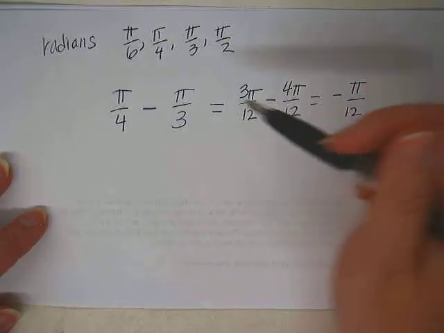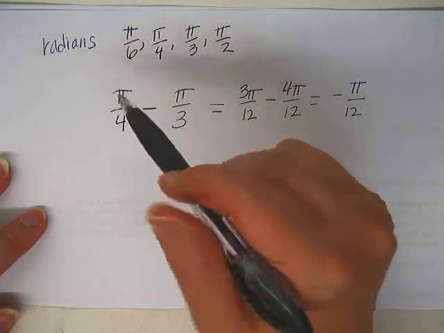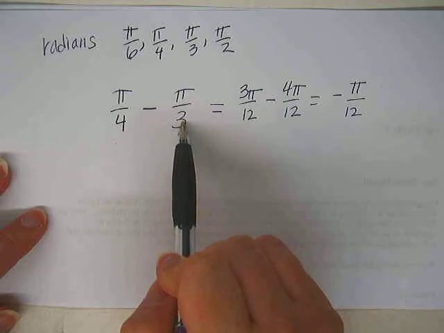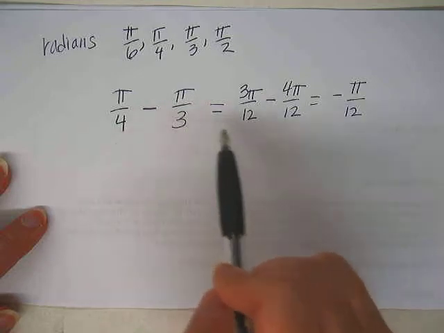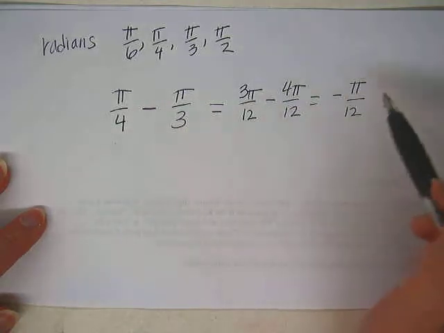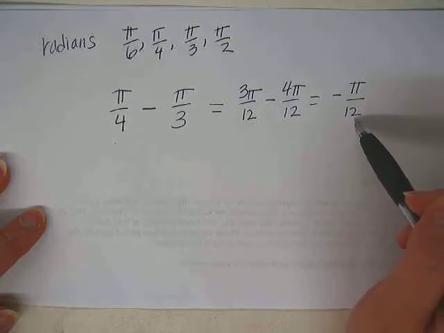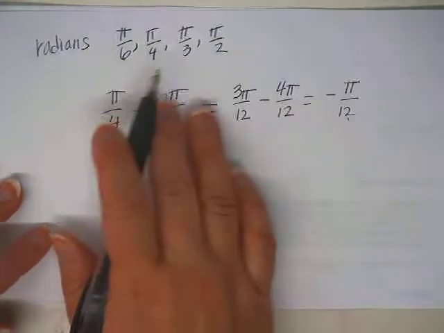Okay. That gives us what? Negative 1 pi 12ths. Let's think about these in degrees really fast and see if that sounds correct. Pi fourths is 45 degrees. Pi thirds is 60 degrees. 45 minus 60 would be a negative 15. Does it make sense that 15 degrees would be half of pi 6 since pi 6 is 30? So pi 12ths would be 15, right?